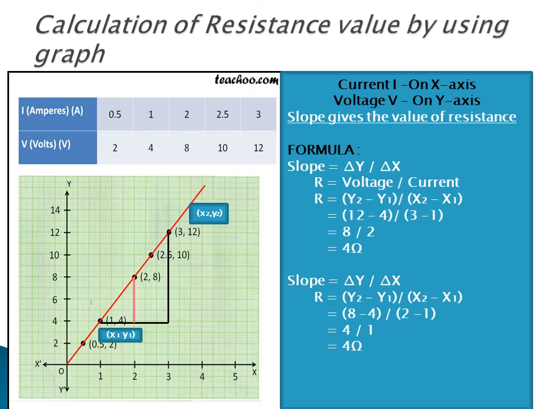Student, this is a linear graph, so that's why whatever point you consider on the graph, the resistance value is always constant. So this is the way, by using Ohm's law, we can calculate the resistance value mathematically and graphically.